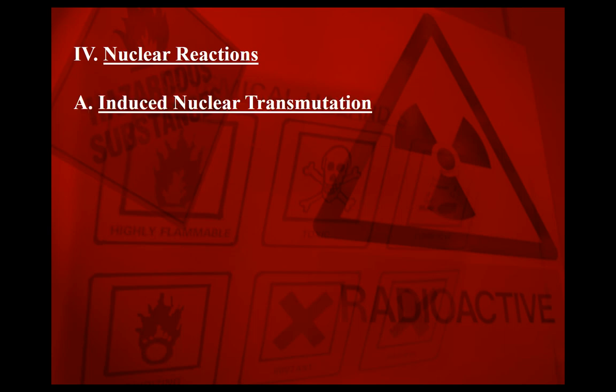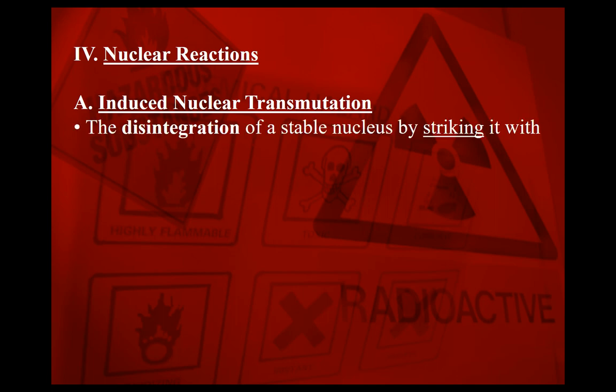Before we do that, though, we'll just talk about more of a general type of nuclear reaction, which I've identified as induced nuclear transmutation. This involves the disintegration of a stable nucleus by striking it with another nucleus. So we could have two nuclei collide, which could result in a nuclear reaction with different types of elements.